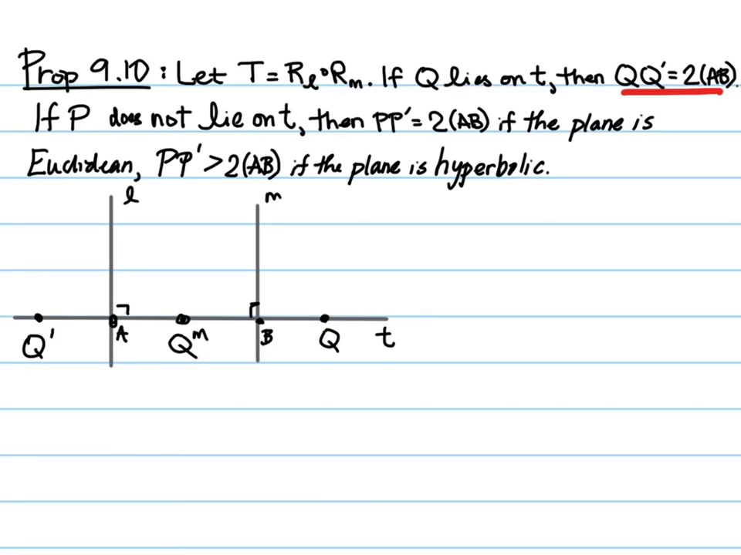The same sort of thing happens off of the transversal, but you have equality in Euclidean geometry, and you have an inequality in hyperbolic geometry. So if P is, say, up here, and it gets reflected and reflected again, here's P prime in this case.